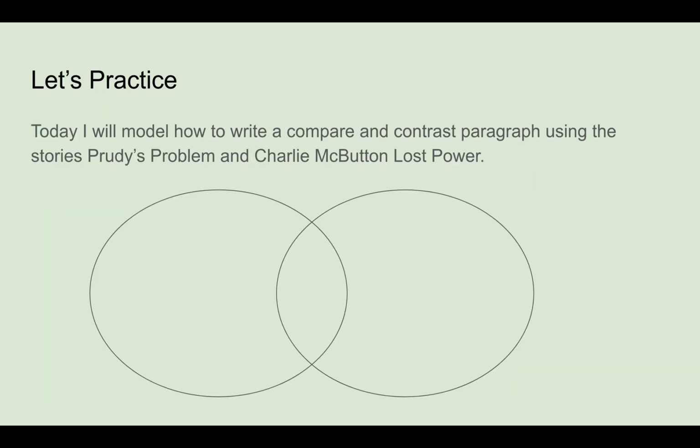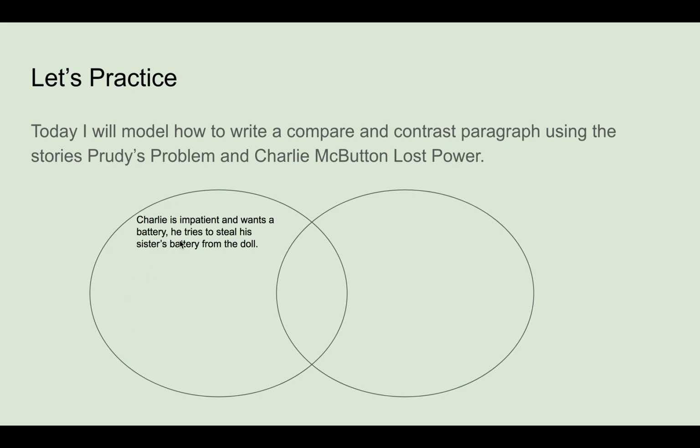Let's take a look. I am going to model how to write a compare and contrast essay, but I don't want to steal your ideas. I want to let you write it about Suki's kimono and the South American poncho. So I'm going to use two stories that we have already read, Prudy's Problem and Charlie McButton. And I am going to compare and contrast the two characters in that story. So first, if I'm going to do that, I need to fill out a Venn diagram.